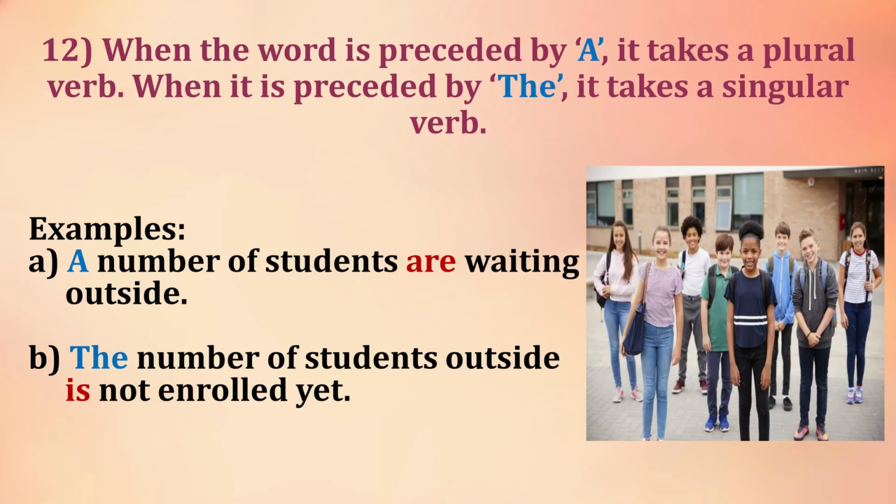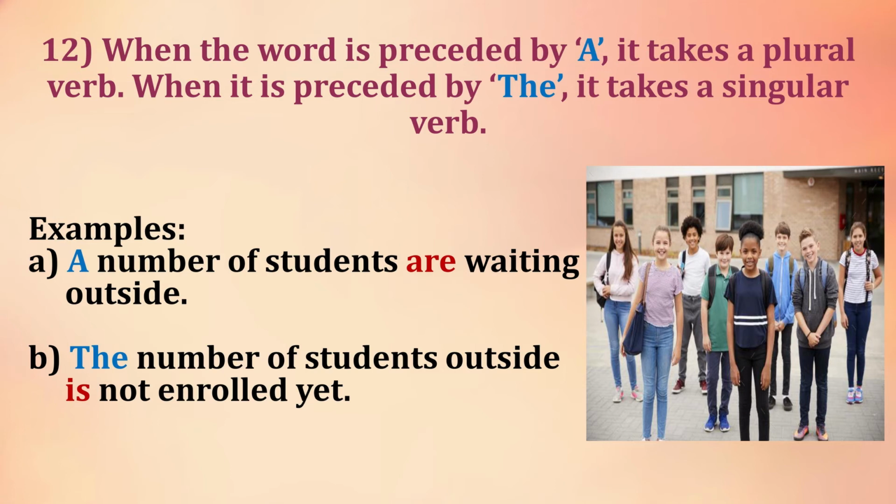Rule number 12, when the word is preceded by a, it takes a plural verb, and when it is preceded by the, it takes a singular verb. So nouns that are collective take a plural verb when the group as a whole is meant, and they take a singular verb when the group can be thought of as individual members. So commonly used collective nouns include number, majority, series and variety. Let's see the first example. A number of students are waiting outside.